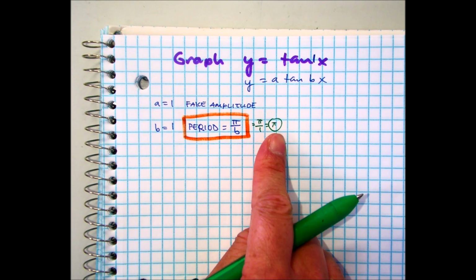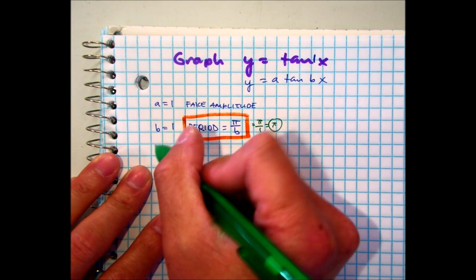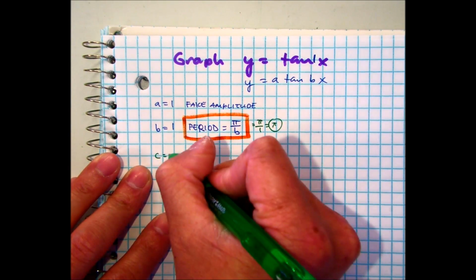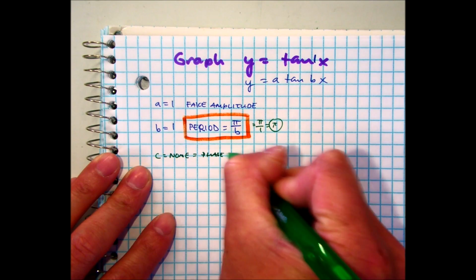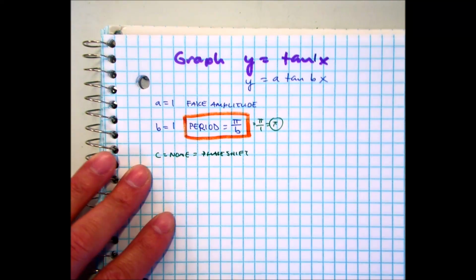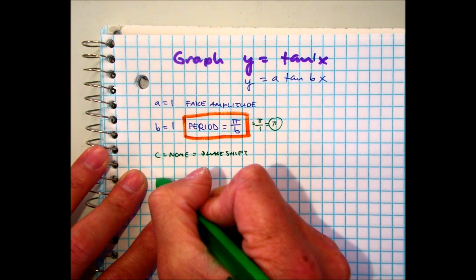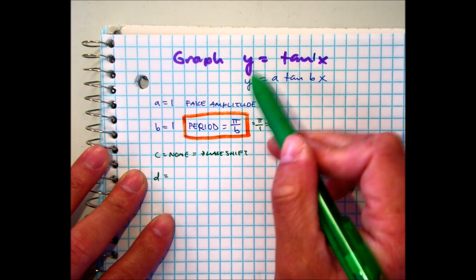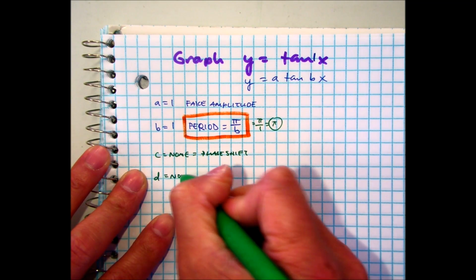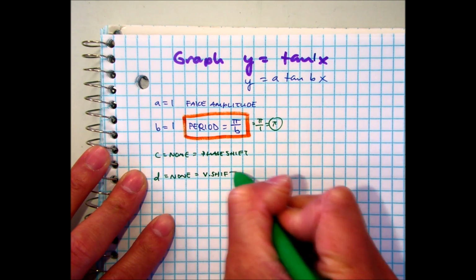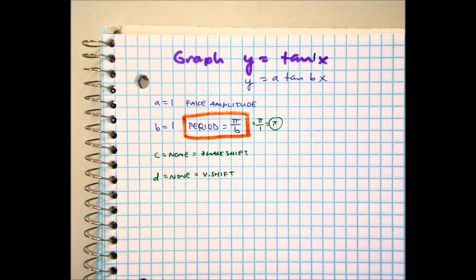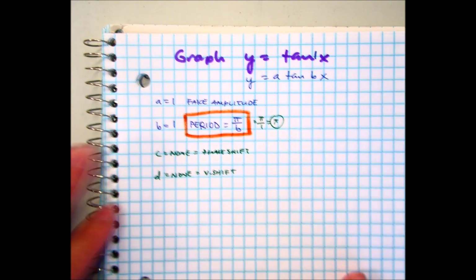Okay? Now, do we have a C value, class? No. How do you know there's no C value? There's no parentheses, so there's no phase shift. Is there a D value? No. There's no numbers, right? Plus or minuses, so there's none. So there's no what? No vertical shifts. Okay, we've done this so far. The only thing that's different is our period, just the equation.